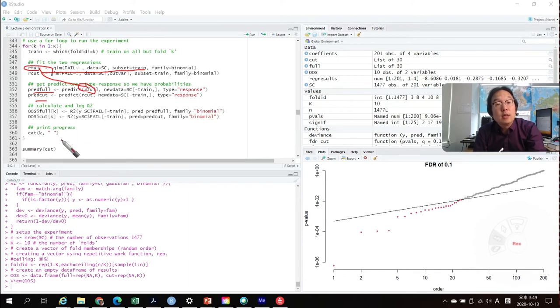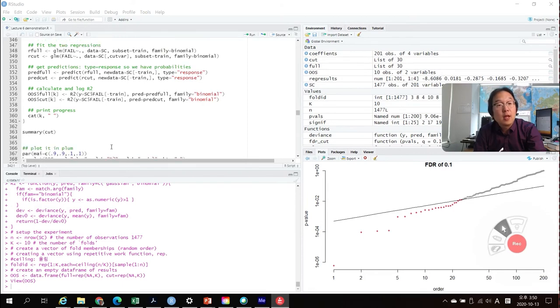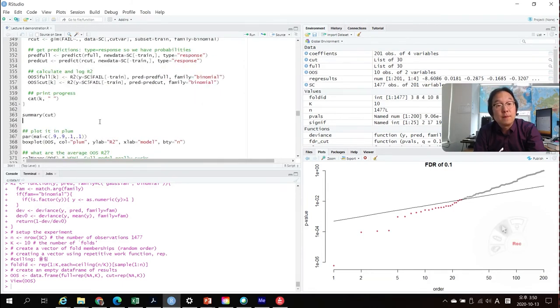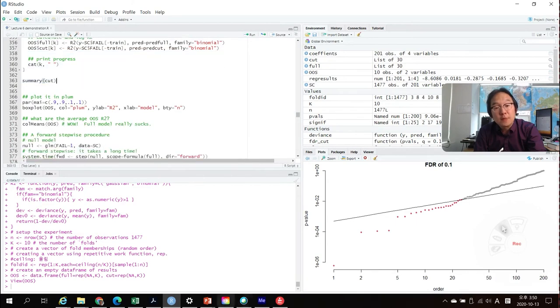So this is the code that you have to work on, but your homework is to take care of this cut var and see whether you can compare in sample versus out of sample, the cut model versus full model predictability. So that's something you could try in your homework. That's that.